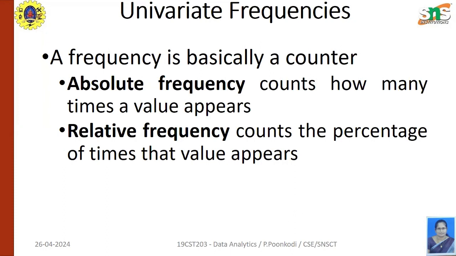There are two types of frequencies used for the univariate analysis: absolute frequency and relative frequency. Absolute frequency counts how many times a value appears. The relative frequency counts the percentage of times that value appears.